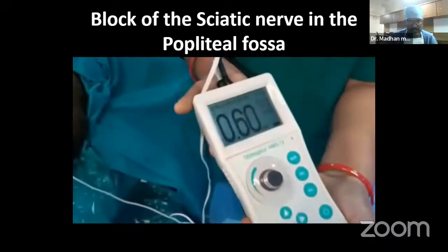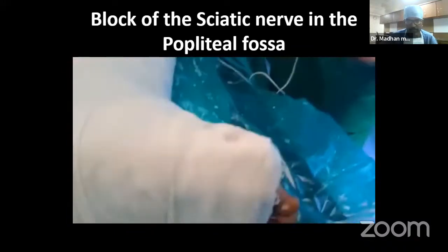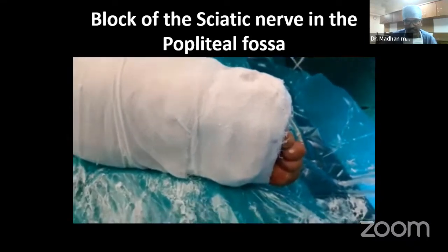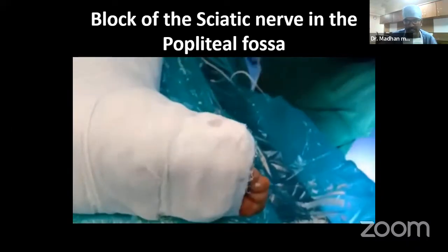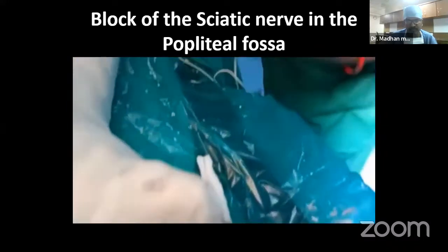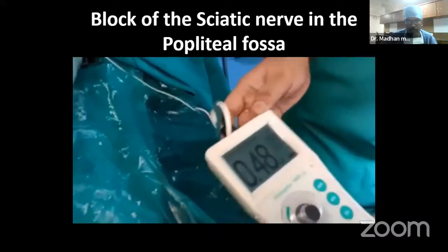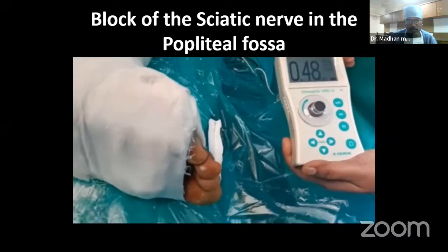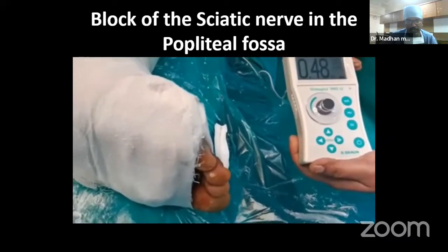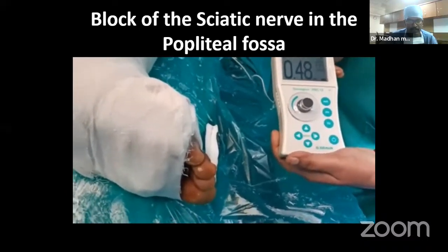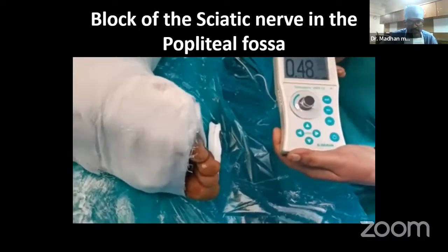The desired foot response: since this patient is in a POP cast, you cannot elicit an inversion response. The initial current was 0.6, and now it is reduced to 0.4. Still, you are getting a mild response. You can accept it, and after injecting local anesthetic, you can see the loss of the foot response. This is called a positive Raj sign.